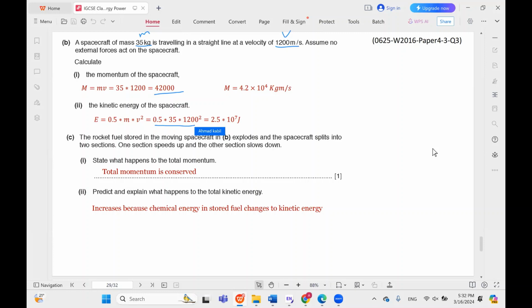Of course, it's better to write them in scientific notation. So we have 4.2 times 10 to the power of 4, and then 2.5 times 10 to the power of 7 for the kinetic energy. It's a simple matter of writing down the equations and plugging in the values.